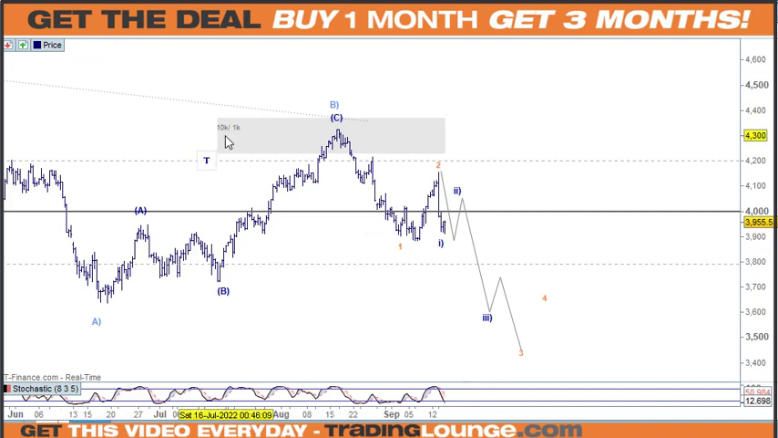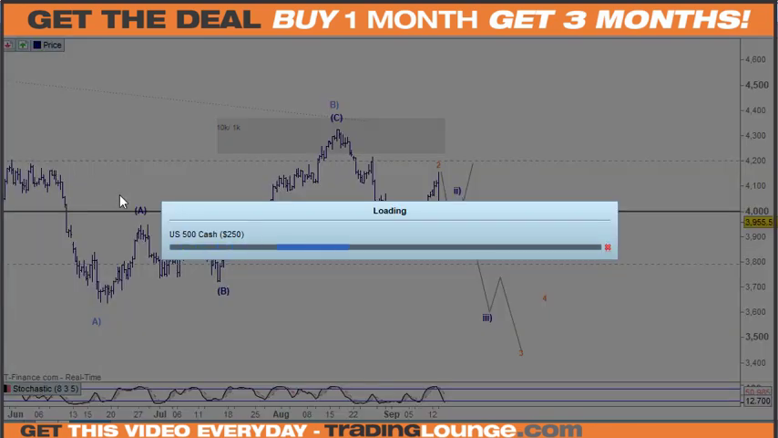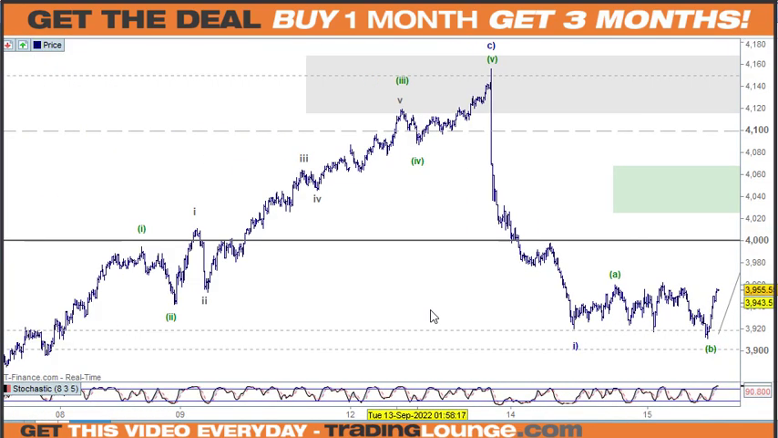I won't go to the 10K because I've got a slightly different count on that, where we come a little bit higher up here for that and then come down, but that's not going to be the case because we've got an impulse wave coming down from the top here, so we don't need to go there, but we will go to the 1000 tick and start drilling in a little bit more detail.